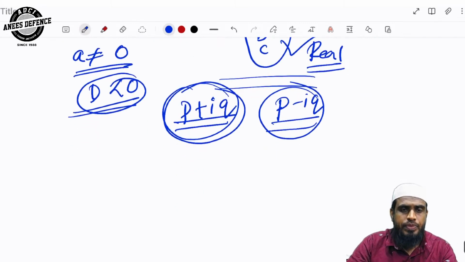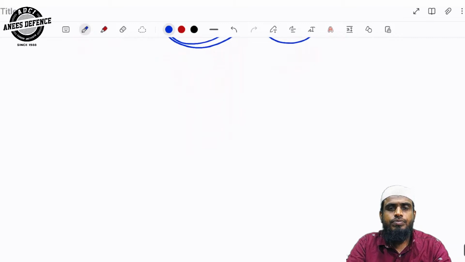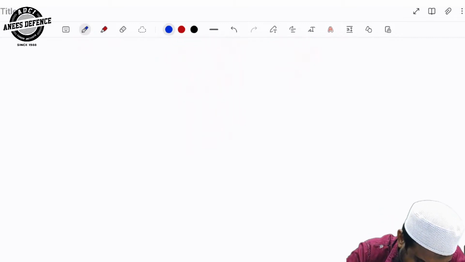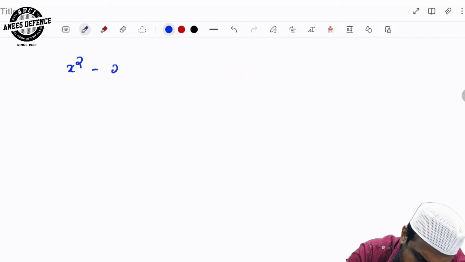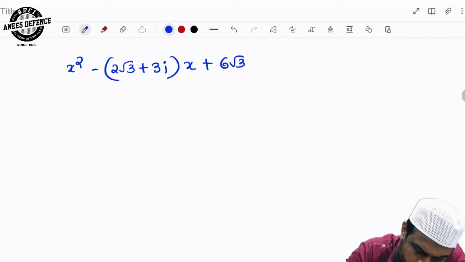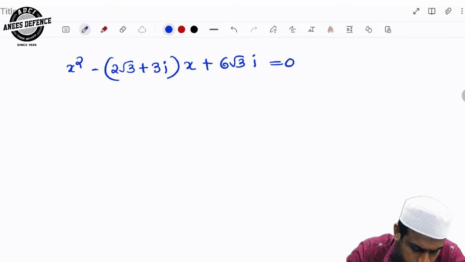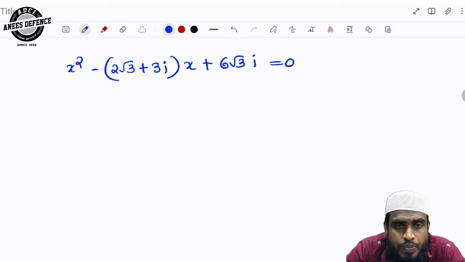Another example we can go with: x square minus 2 root 3 plus 3i into x plus 6 root 3i equal to 0. So this is the quadratic equation given, but here all coefficients are not real.